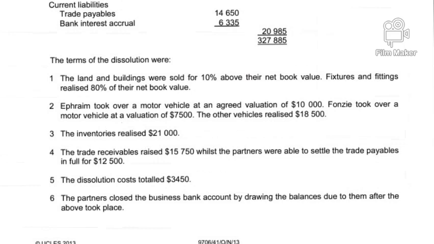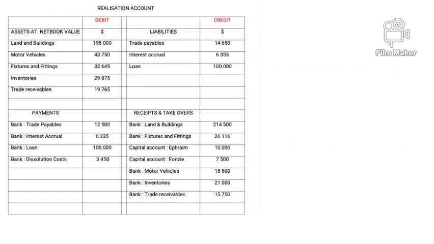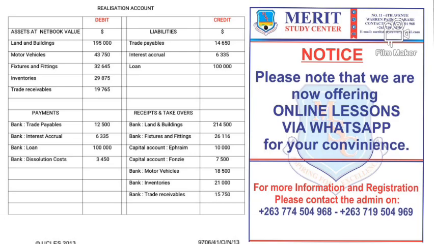So we are through in recording all those items under assets and net book values, under liabilities, under payments, and under receipts and takeovers. The next thing to do after recording all of the items is to calculate profit or loss on realization. If the balancing figure appears on the debit side, it means profit. However, if the balancing figure appears on the credit side, it means loss to partners.